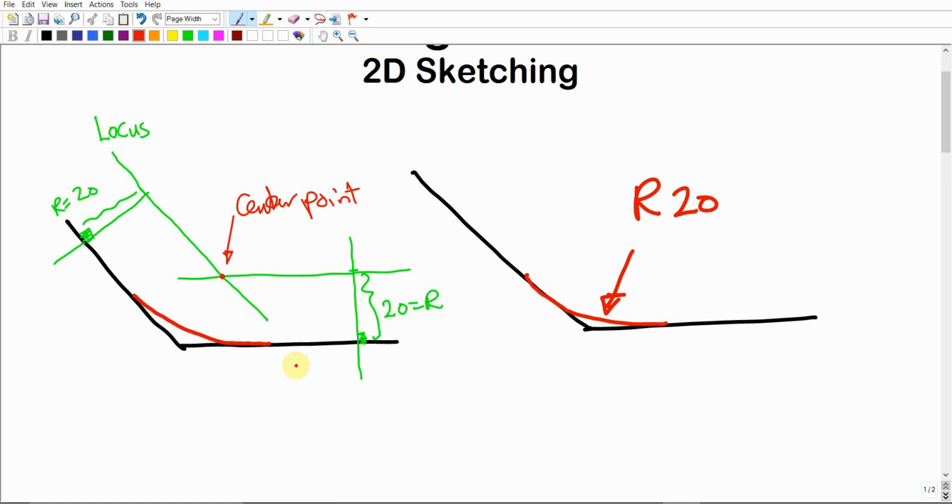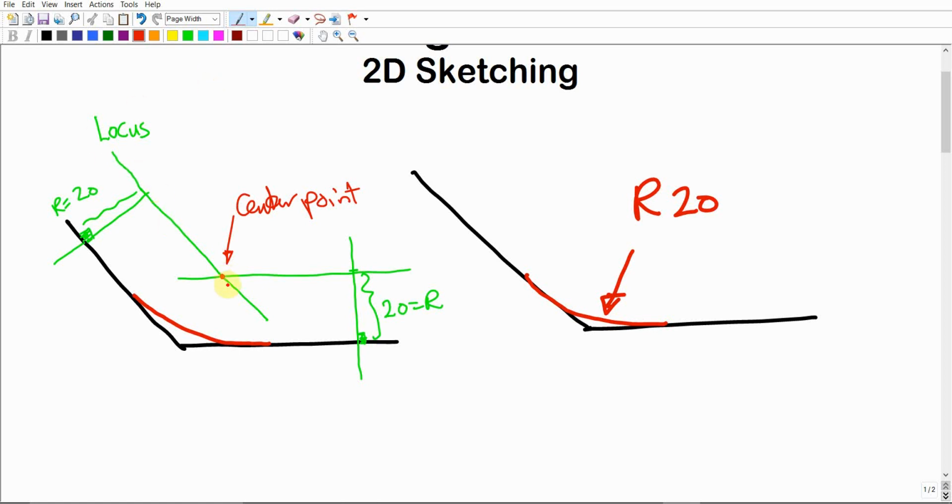And for this case, we have already obtained the tangency for the curve that is tangent to two lines. So generally, in case we have a curve that is tangent to two lines, we simply have to locate the center point. How? We have to draw two loci.